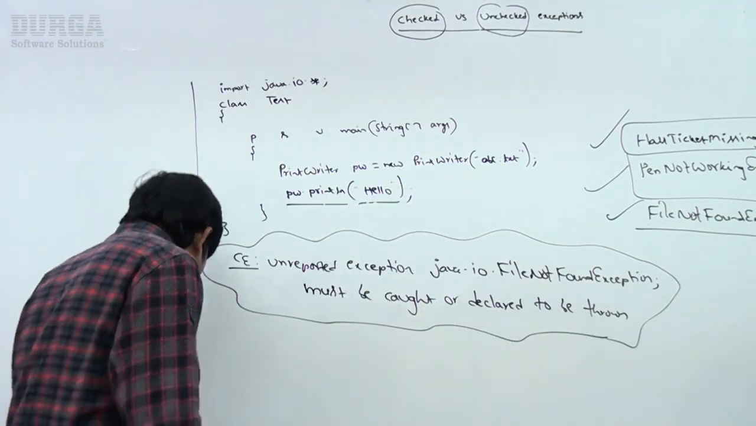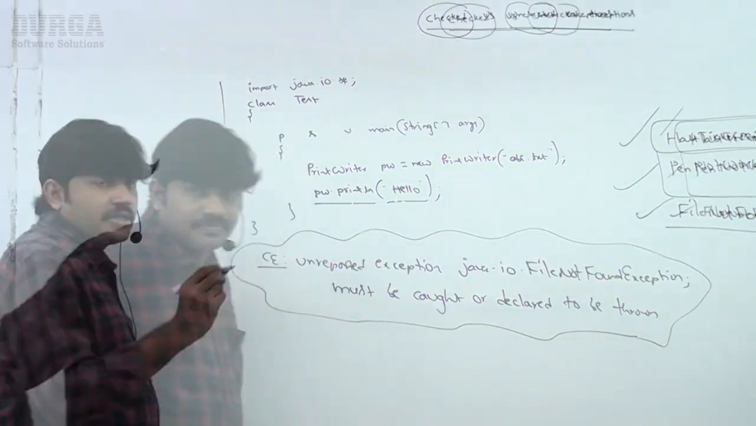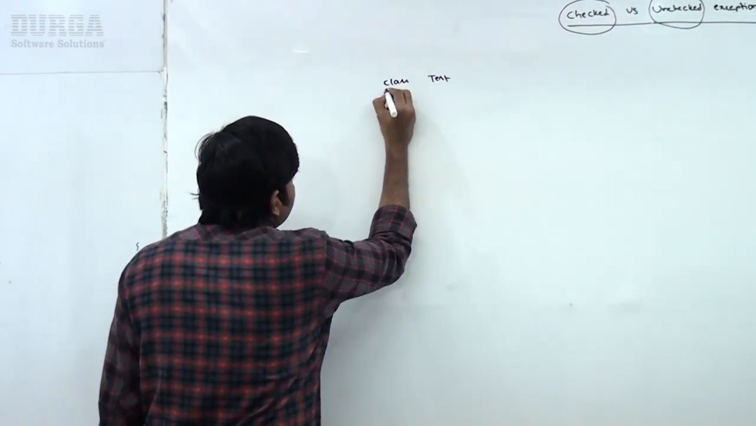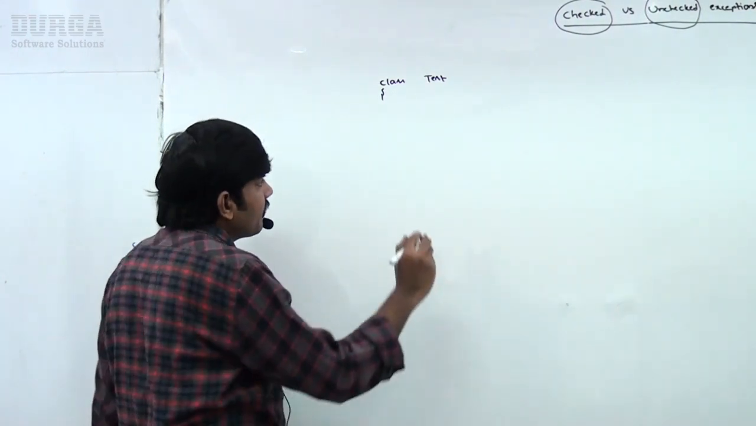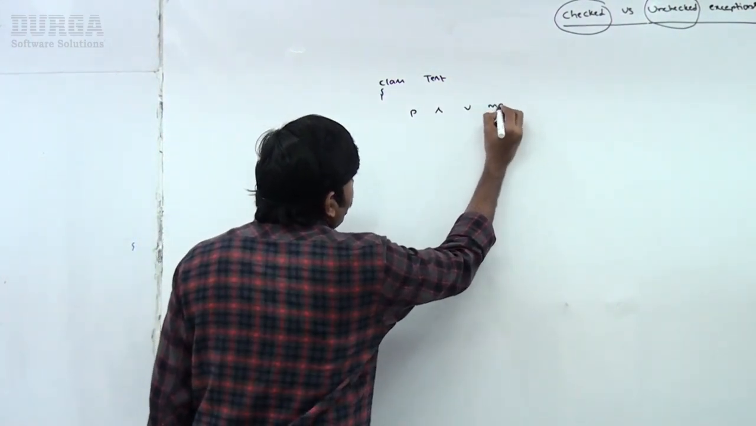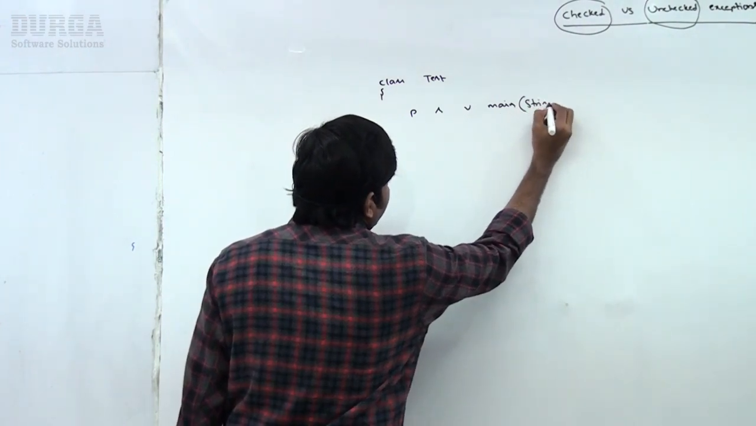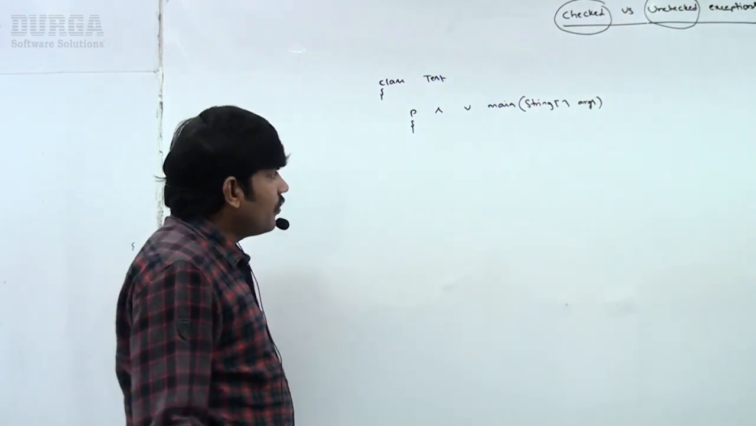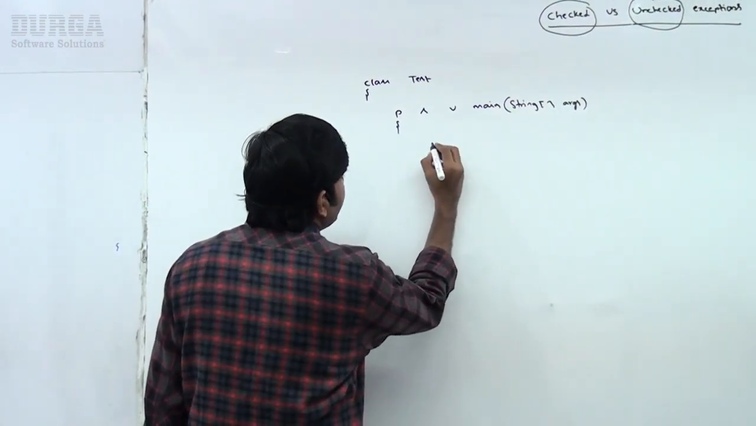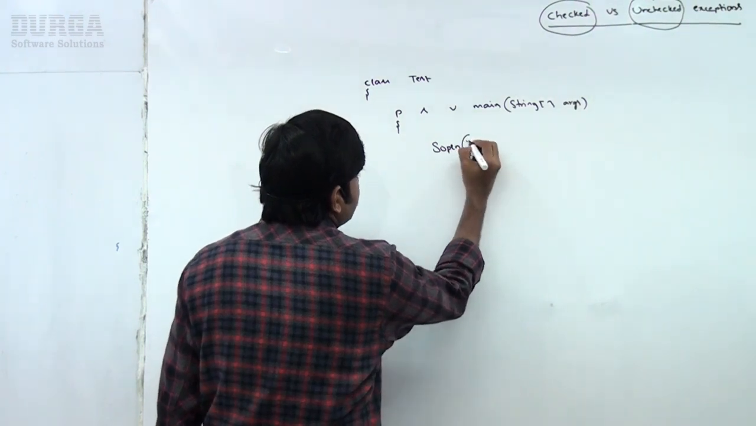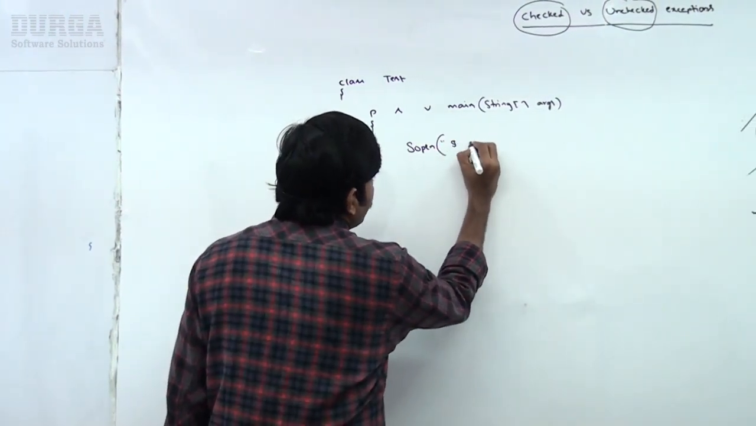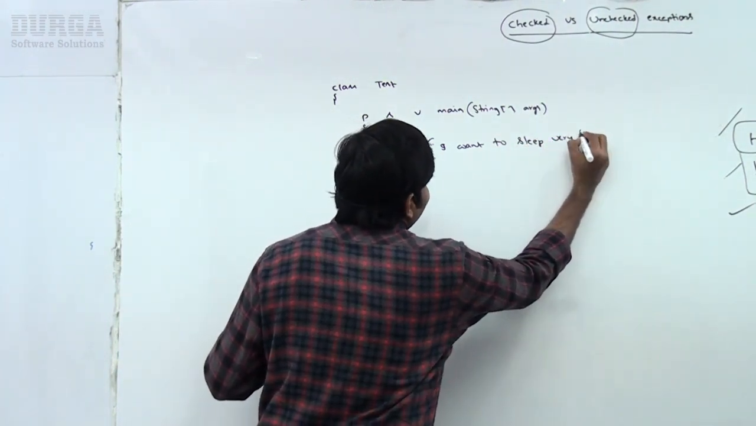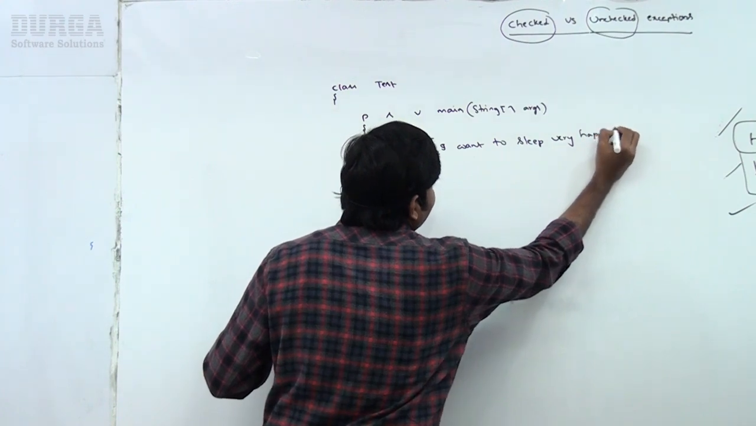Just observe. Let me go for another small example, right? Here observe, I'm taking class Test. Observe a bit very carefully, sir. Second example, class Test. public static void main, String array args. Okay, now the next thing I'm trying to take: System.out.println("I want to sleep very happily"). Okay, like this, right?